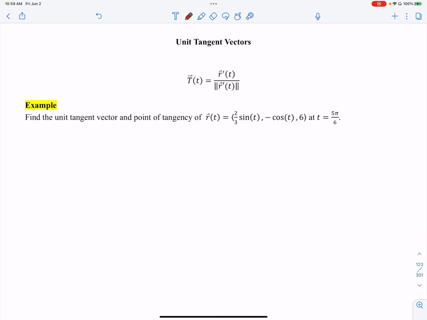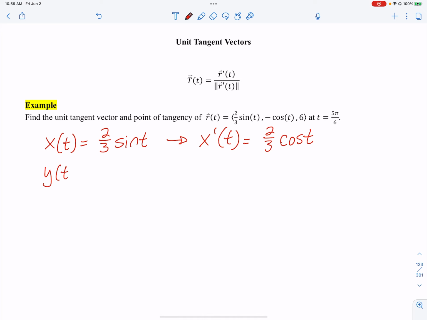time, or at that t. I guess we don't know if we're talking about time. So I need to find each part. I've got to find r prime, so I'm going to do that. So let's identify x of t. x of t is 2/3 sine of t, which tells me x prime of t is then 2/3 cosine t.